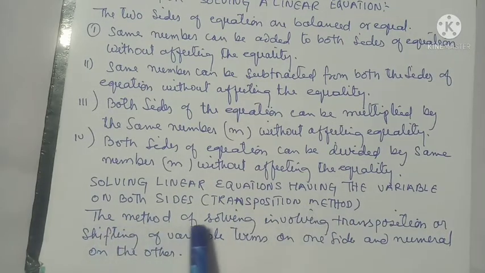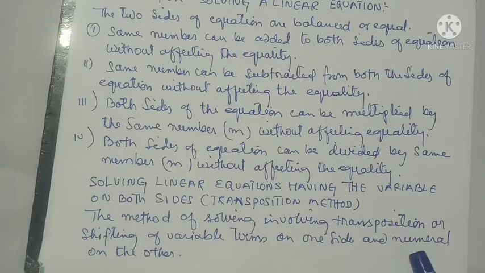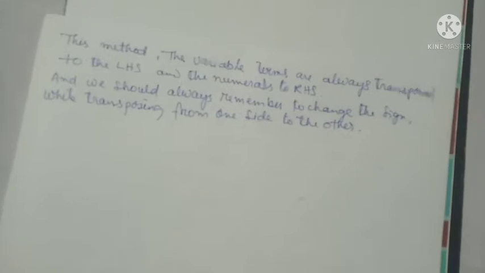The method of solving involves the transposition or shifting of the variable terms from one side and numerals to the other side. How will you transpose the variable and the numerals? There are two sides: the left hand side and the right hand side. On one side we have to collect all the variables, and on the other side all the numerals, so that we can find the value of the variable. Okay, so the next one is in this method.